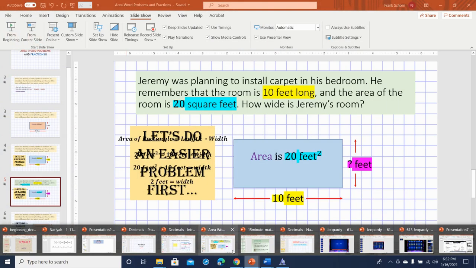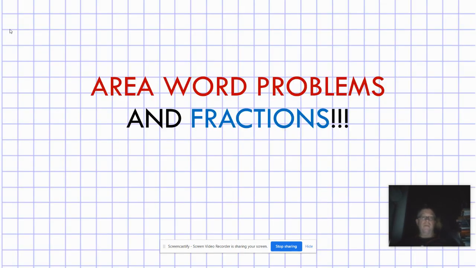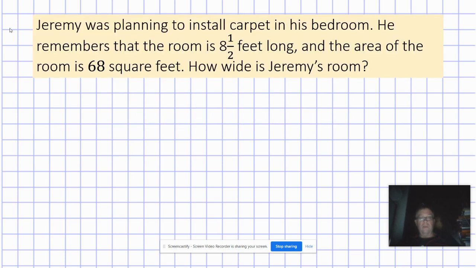Hi everyone, Mr. Shorn. I want to go over how you can look at area word problems that have fractions in them. So take it slow, take it easy, and let's say you had a problem like this, and the problem's got a fraction. Jeremy was planning to install carpet in his bedroom. He remembers the room is 8.5 feet long. The area is 68 square feet. How wide is Jeremy's room?